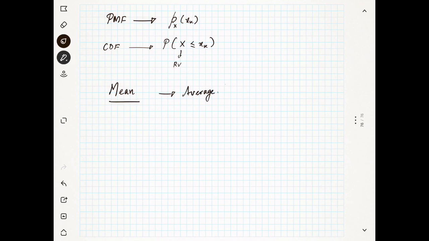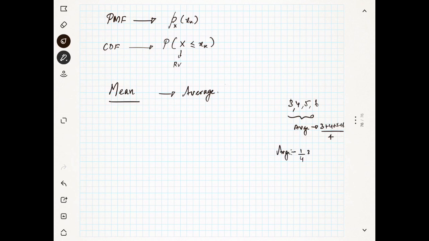So how can you find the average of a random variable? Suppose you have some numbers, for example, 3, 4, 5, 6. How do you find the average of these numbers? This is nothing but 3 plus 4 plus 5 plus 6 divided by 4. I can write this average in another way.